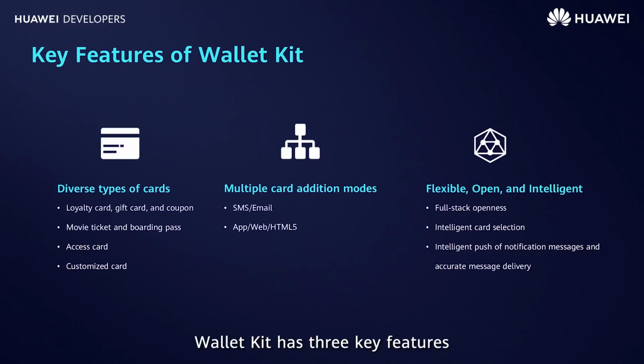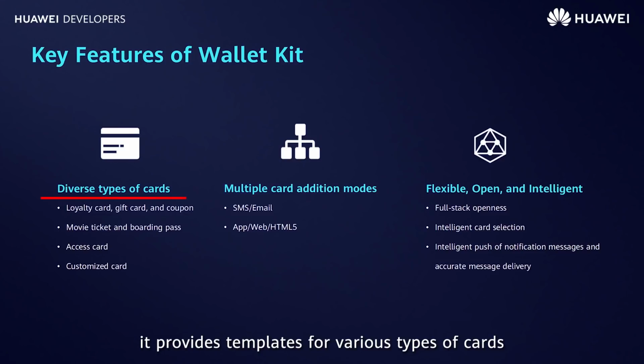Wallet Kit has three key features. First and foremost, it provides templates for various types of cards, such as loyalty card, gift card, coupon, movie ticket, boarding pass, and access card. It also allows information about the cards to be customized based on your needs.